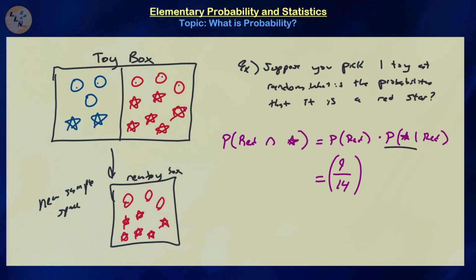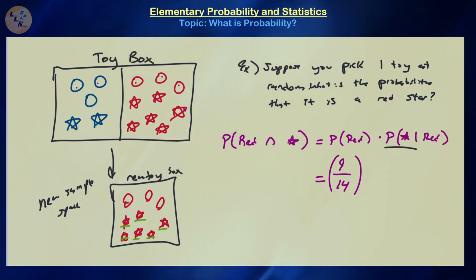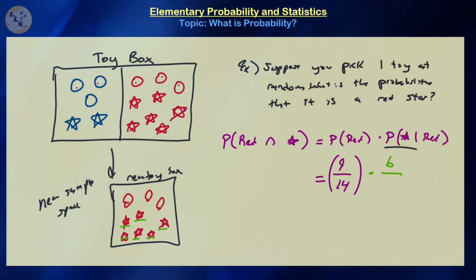So what is the probability that we choose a star, assuming that our first choice was red? Well, how many stars do I have in my new sample space? I have 1, 2, 3, 4, 5, and 6. So that's going to be 6. And what is the size of my new sample space? That's going to be 7, 8, and 9.